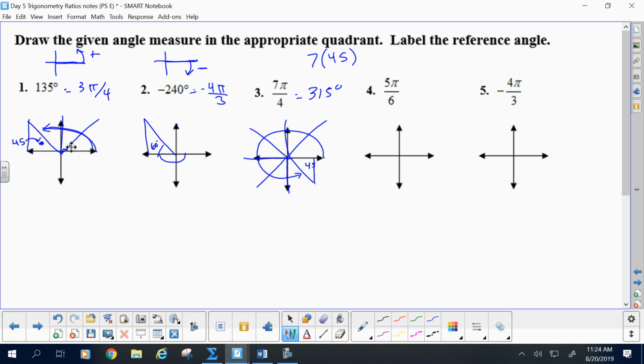5 pi over 6. What's every pi over 6? 30 degrees. So 5 pi over 6 is 5 30-degree angles, which is 150. So if I go 150, what's the related angle here? 30 degrees.